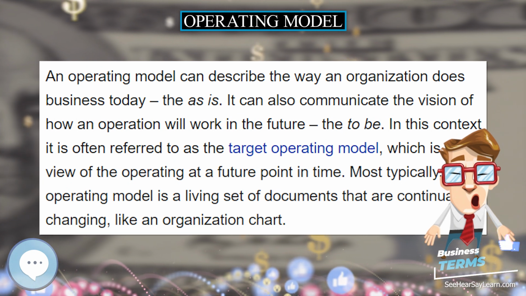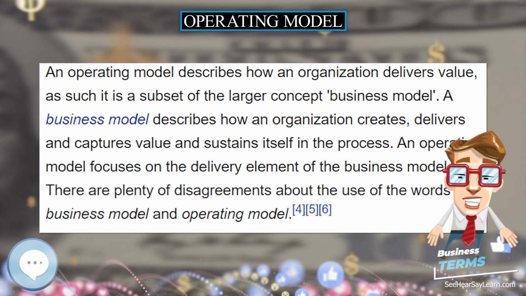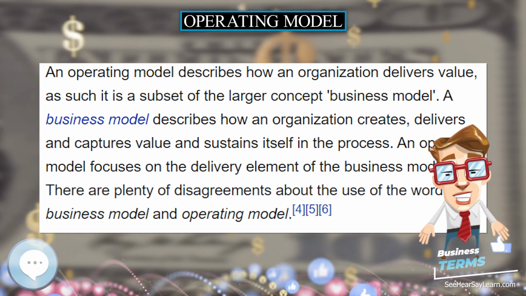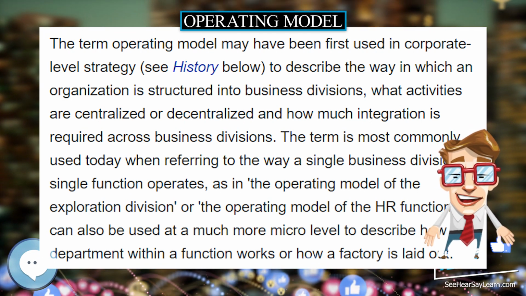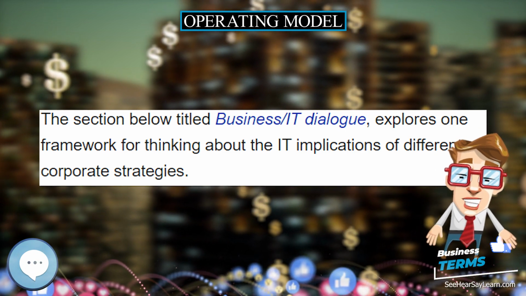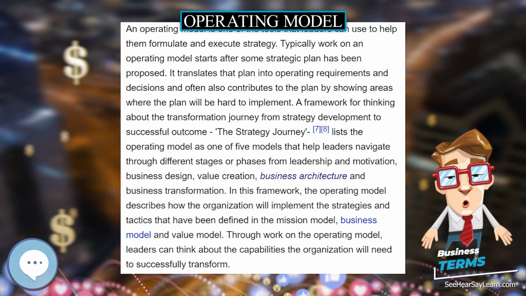An operating model is one of the tools that leaders can use to help them formulate and execute strategy. Typically, work on an operating model starts after some strategic plan has been proposed. It translates that plan into operating requirements and decisions, and often also contributes to the plan by showing areas where the plan will be hard to implement.